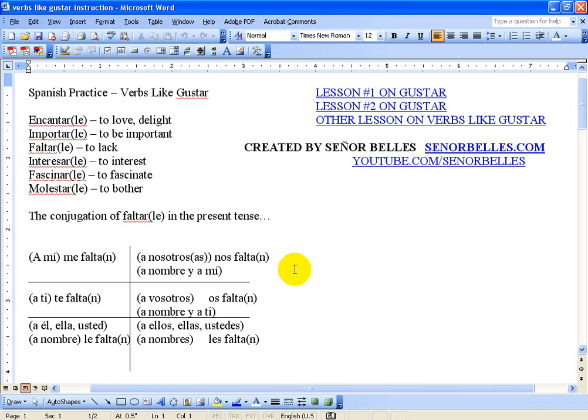For example, if you were to come into my classroom and you heard somebody say, le falta la tarea, you would understand that as meaning that somebody is lacking their homework. They don't have their homework with them. But you wouldn't know who I'm talking about because all I said was le falta la tarea. So you know that it's a him or a her or an usted, but you don't know who it is.